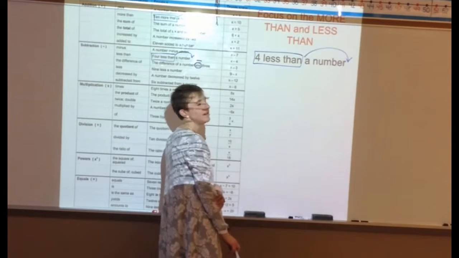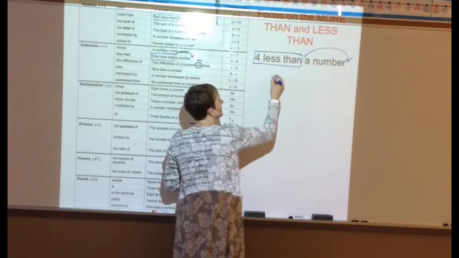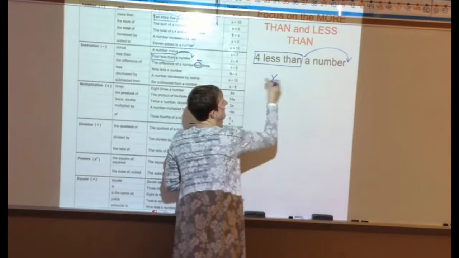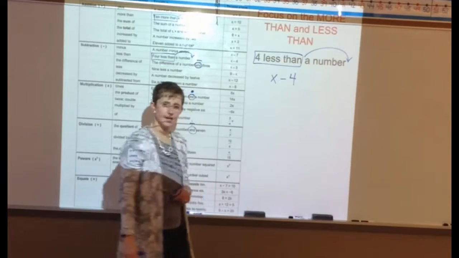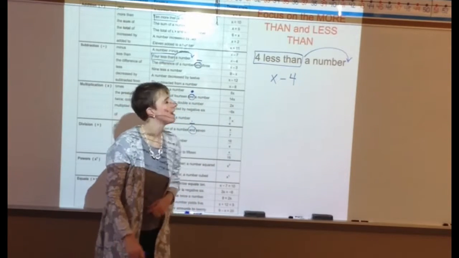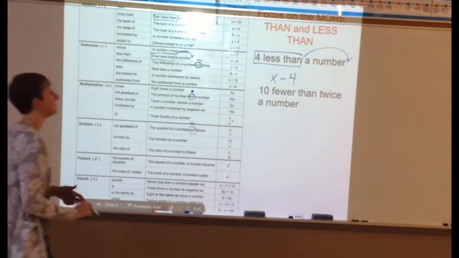4 less than a number. A number is unknown, I get to pick a variable, so let's pick x, and I have 4 less than that. So all of this comes after I translate a number. Okay? I have one more for you up here. It's not in your notes, but you can help me with it.